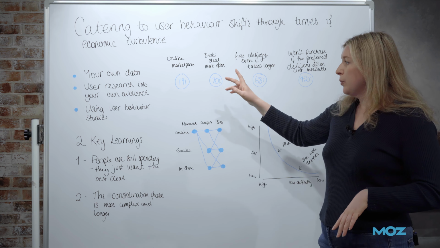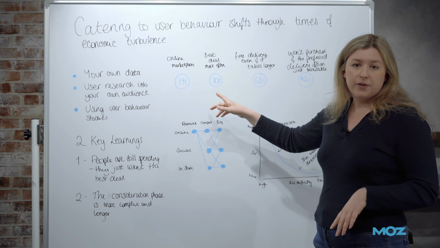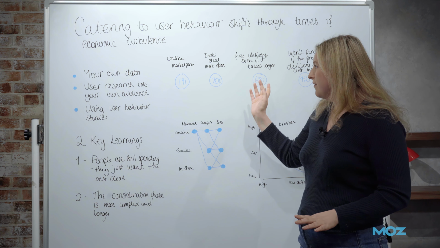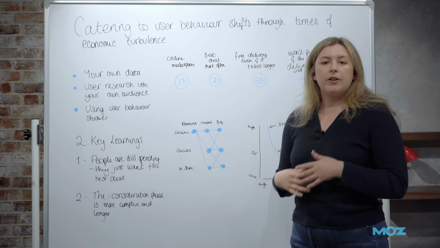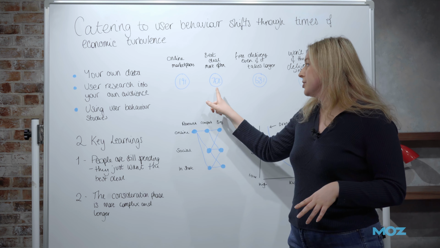So one study from the Boston Consulting Group is called Recessionary Behavior. It's a great article. It'll be linked below. And they found that 19% of people are intending to shop more in online marketplaces. And this is in contrast to 7% of people intending to shop less on actual brand sites. Also, 13% of people are intending to shop more on second-hand sites. They also found that 70% of people are looking to get the best deal for them. So they will do a lot of shopping around to find that best deal, and that's a big percentage.